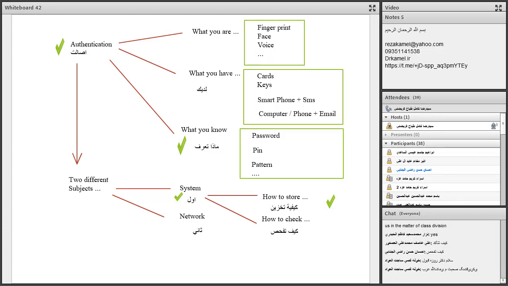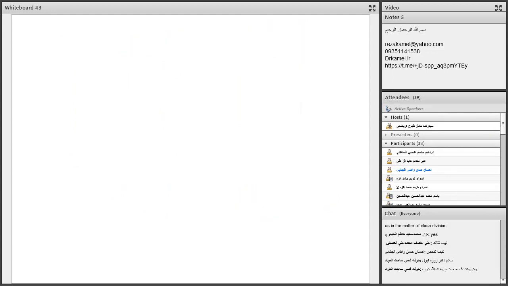Anyhow, I will review again. As I said, we want to talk about esalat, and we talk about ماذا تعرف, the password and PIN, what you know. The first thing is the systems and how you store the password in the system. So this is for storing the password.